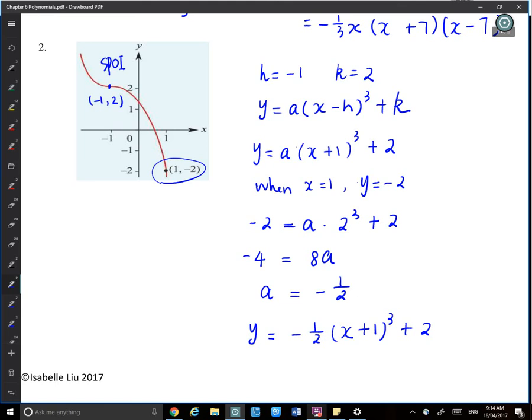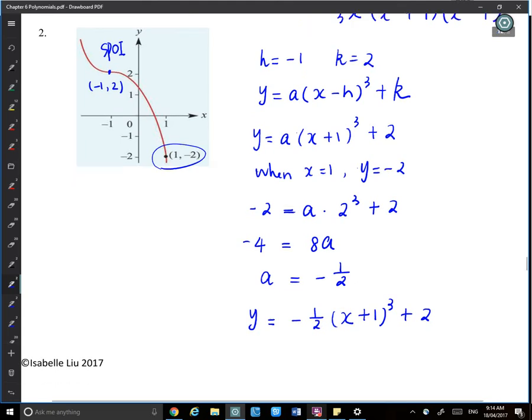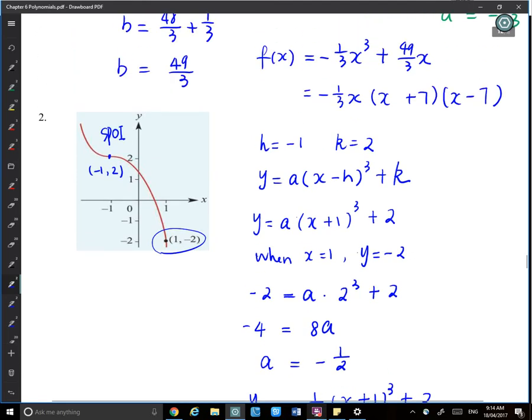Okay, that is what we have. You don't need to expand. Again, you don't need to expand. That's a cubic function and it's good enough to be the answer. Don't need to expand. Any questions about those two questions?